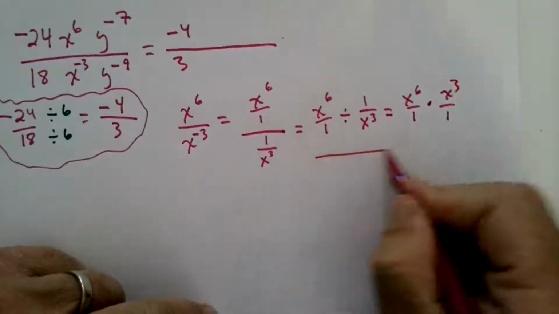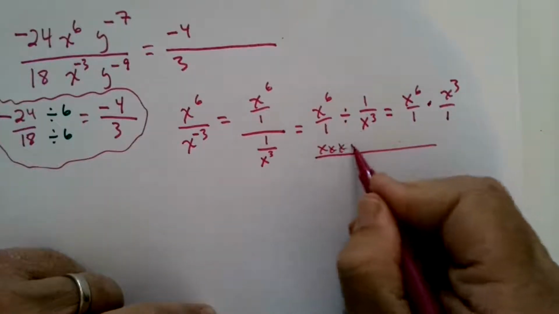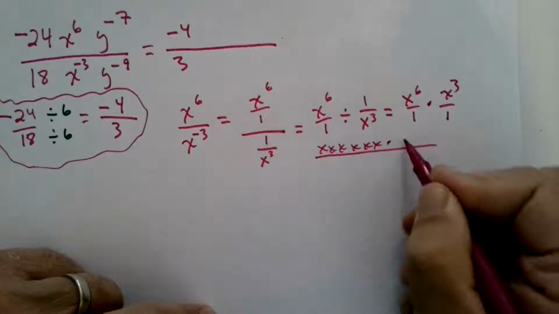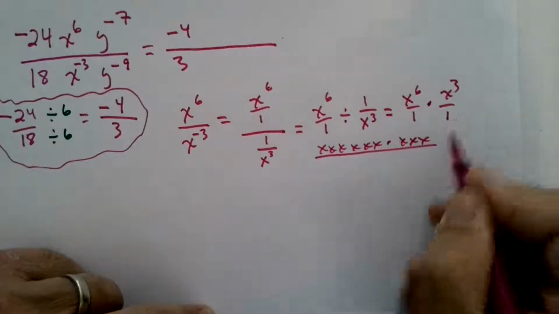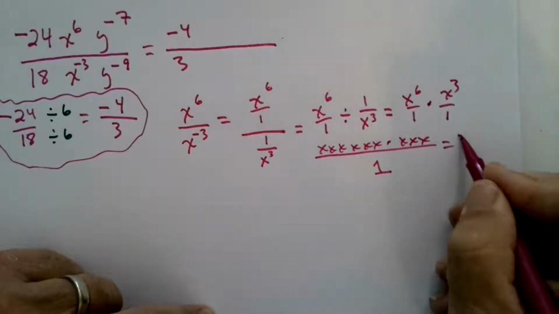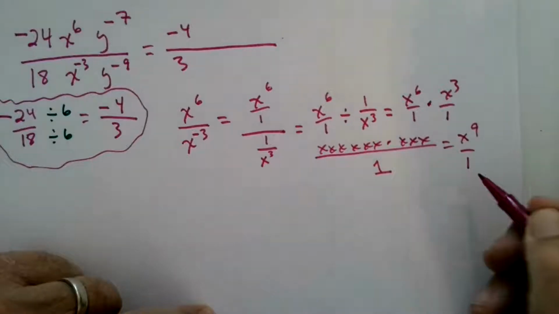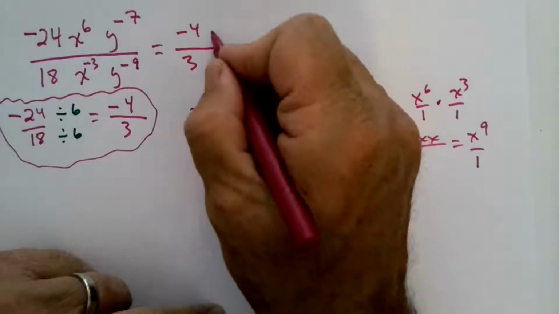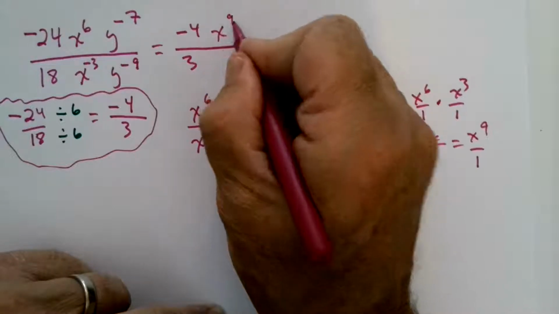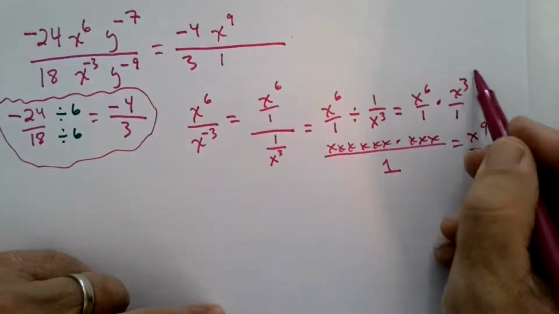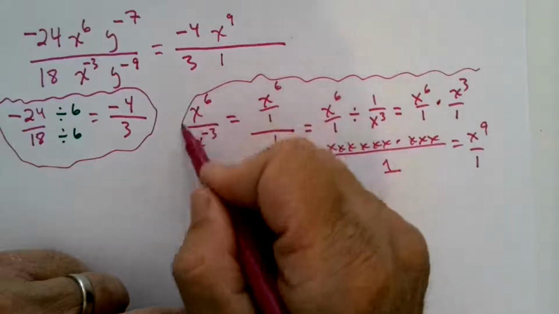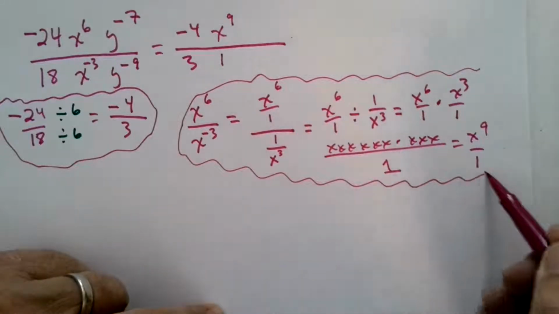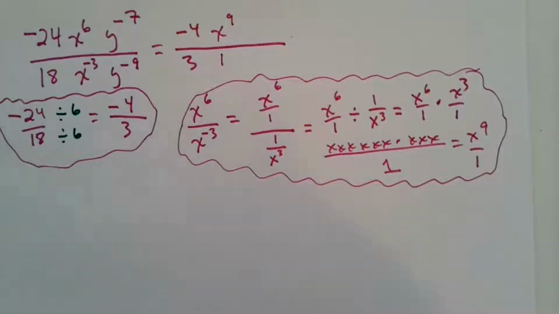What is x to the 6th times x to the 3rd? X to the 9th. And 1 times 1 is 1. And we get x to the 9th over 1 for that piece. So that's my x section on this problem. Now let's go ahead and do the y's.